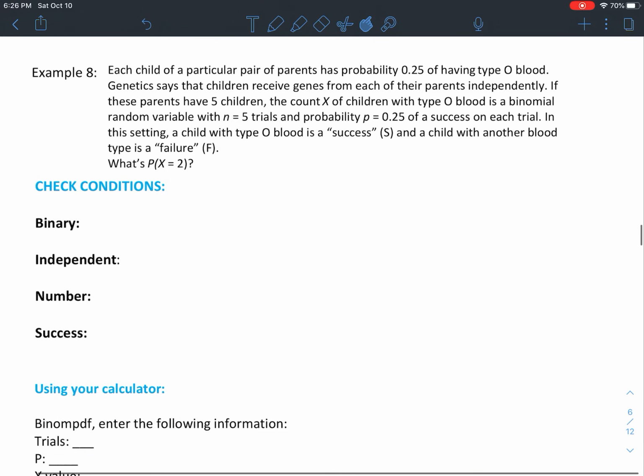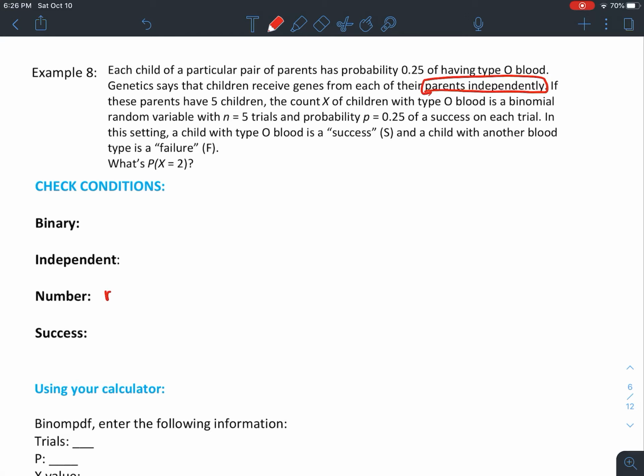Okay, moving on here to the next page, we're talking about blood types. It says each child of a particular pair of parents has a 25% probability of having type O blood. Genetics says that children receive their genes from each of their parents independently. Now that's an important thing here, because when I come down to try to determine independence, to whether this is a binomial random variable, I want to keep that in mind. It says if these parents have 5 children.